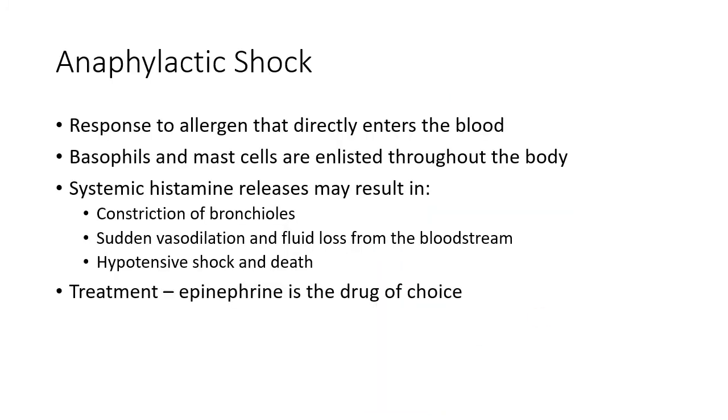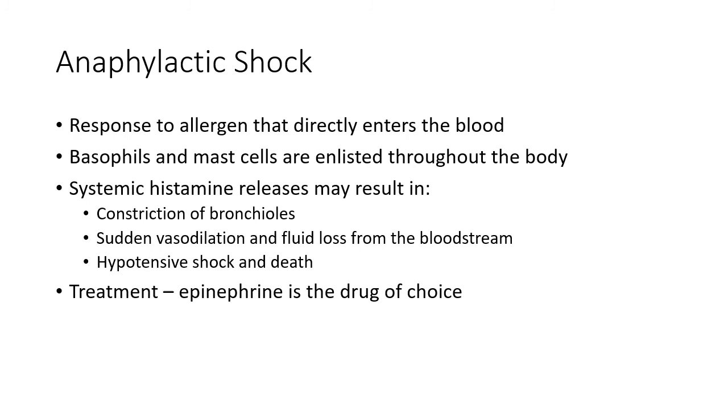The problem is if you have a severe reaction, this is called anaphylactic shock. And it's in response to an allergen that directly enters the blood. And the basophils and the mast cells are enlisted throughout the entire body. And systemic histamine release in massive amounts may result in constriction of the bronchial passageways as a whole, sudden vasodilation, and loss of massive amounts of fluid from the bloodstream that results in hypovolemic shock and death.